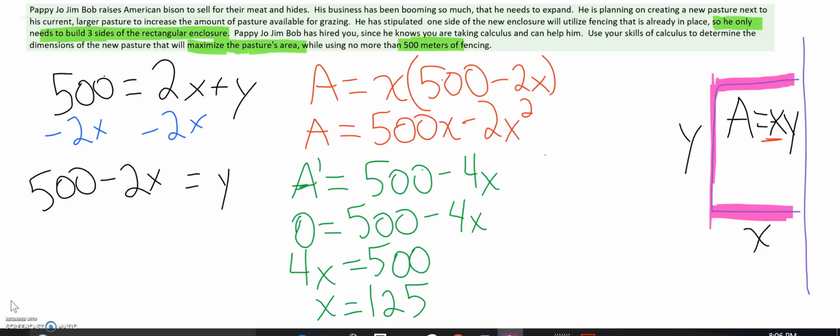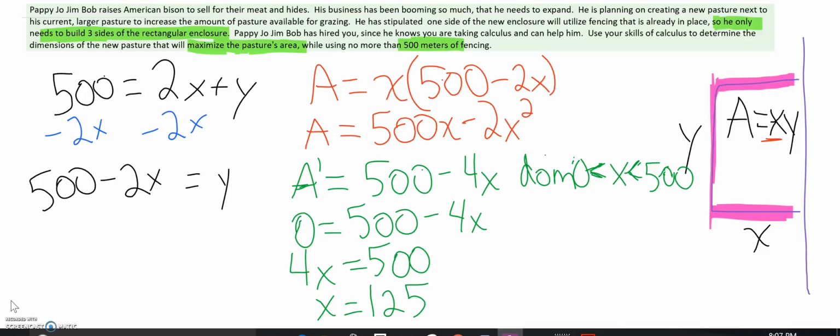We know that we can't have a negative dimension for a fence. So we know that the domain of this particular function here, if I make a note, would have to be x being between 0 and 500. Now if we make a rectangle that's got a side length that's 500 meters, that doesn't leave anything for the other side, so you wouldn't have a rectangle.